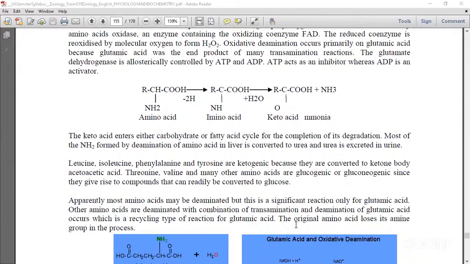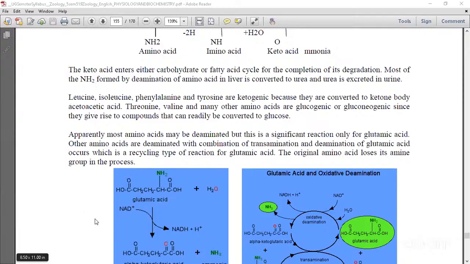Apparently, most amino acids may be deaminated, but this is a significant reaction only for glutamic acid. Other amino acids are deaminated through a combination of transamination and deamination of glutamic acid, which is a recycling type of reaction for glutamic acid. The original amino acid loses its amino group during the process, and that amino group is formed into ammonia.